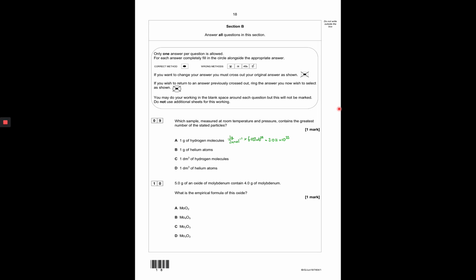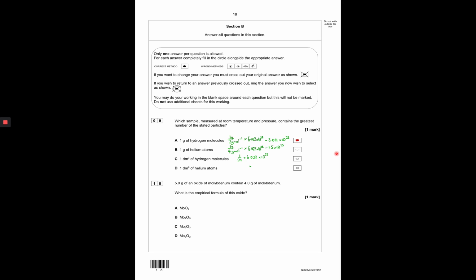Basically all of these are going to be multiplied by Avogadro's, so the number of moles times Avogadro's is going to give us the number of particles. It's a half for hydrogen, and a quarter for helium. You've got to remember that the molar volume of gases is 24 decimeters cubed, so it's 1/24 for 1 decimeter cubed of hydrogen, and the same for helium. Clearly half is bigger than a quarter and bigger than 1/24, so it's got to be the 1 gram of hydrogen molecules.